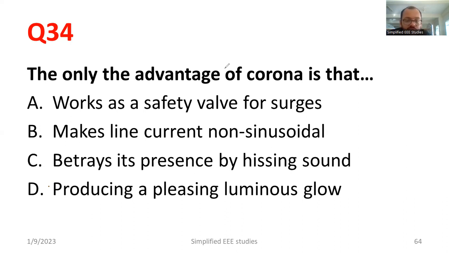See, the main advantage: the effect of transients produced by lightning surges and other causes is minimized. That is a major benefit of corona. The corona effect works as a safety valve for the surge arrestor. So we can say that it works as a safety valve for surges during lightning and thundering. It will protect the devices against lightning surges. Due to the corona effect, it will act as a safety valve for the surges. Fine. So that is the main advantage of corona.